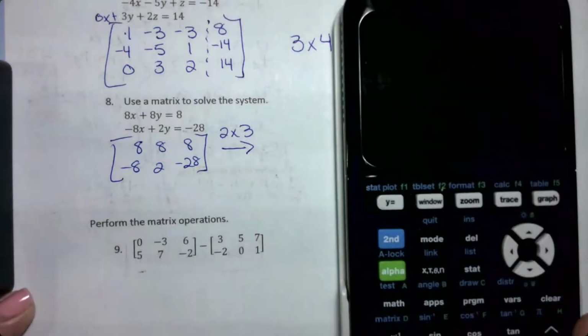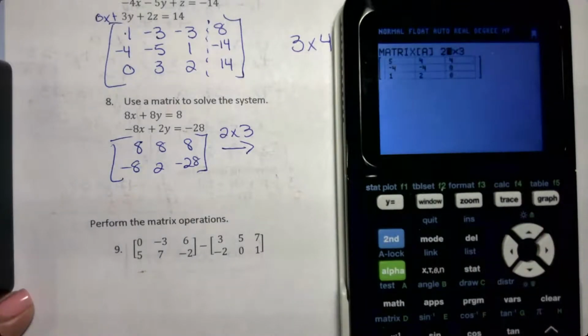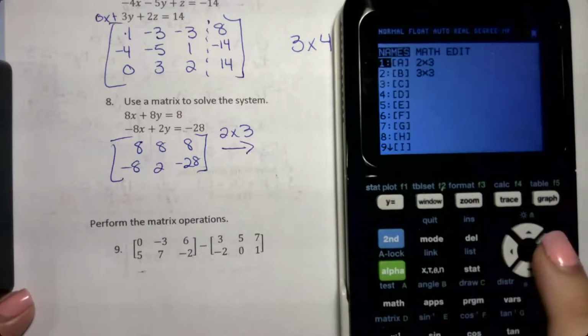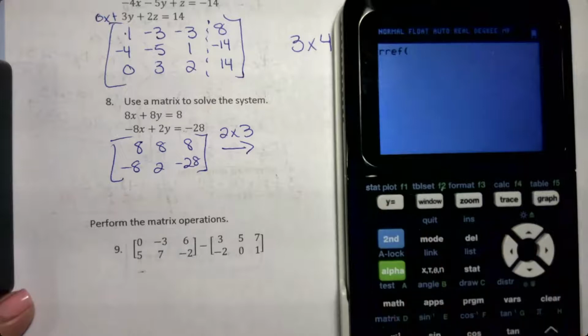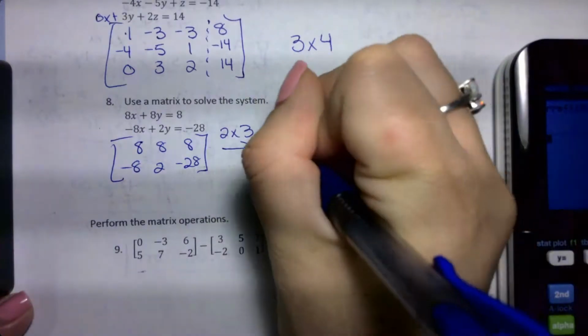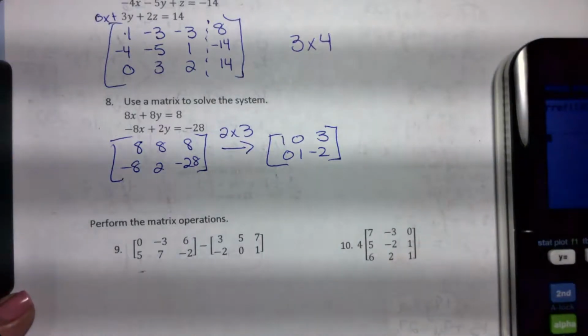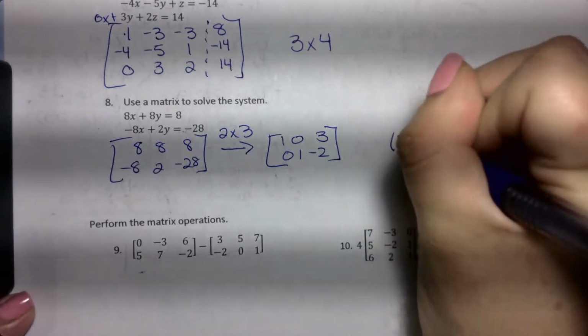on the calculator. I'm going to go second matrix, arrow over to edit. I'm going to change my size to 2 by 3. Then I'm going to type these in. Then we'll go second matrix, arrow over to math, do RREF, then second matrix, put in the A, and it gives me 1, 0, 3, 0, 1, negative 2. I need to give what the calculator gives me back in order to get all of my points. My answer here is going to be 3, negative 2.